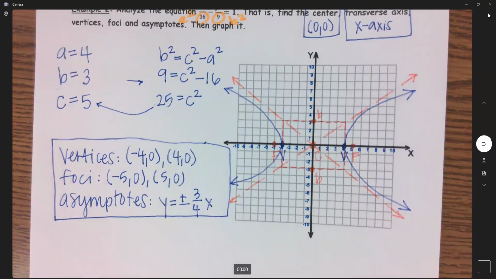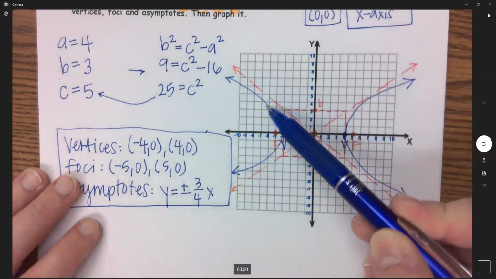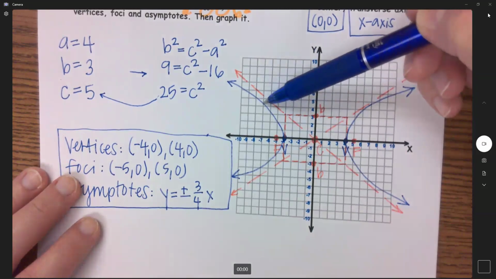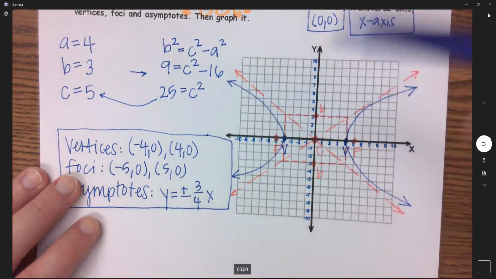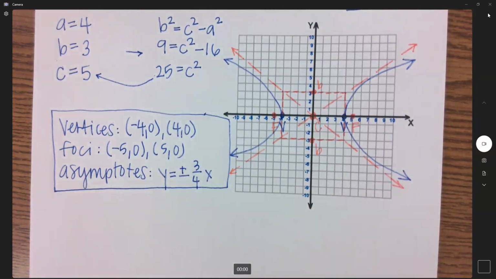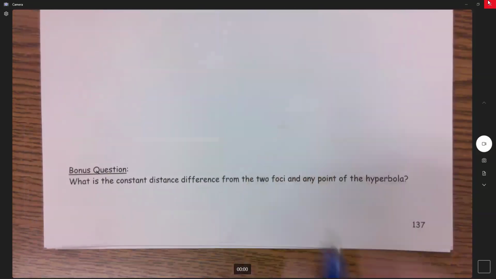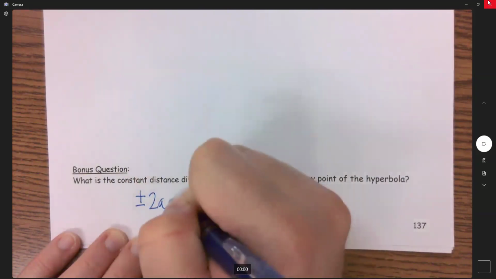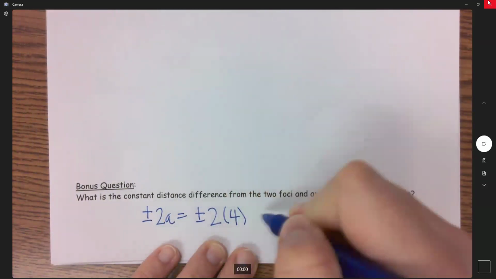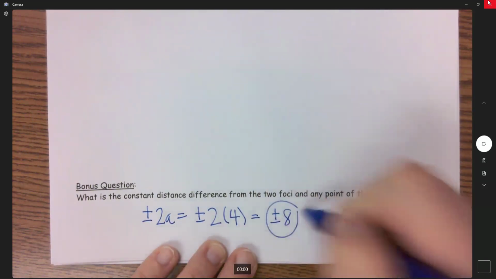Okay. Now we have a bonus question down at the bottom, and it says, what is the constant distance difference? What is the constant distance difference from the two foci at any point on that hyperbola? So if I put any point on this hyperbola and I connect that point to one F and to the other. When I subtract, we should get plus or minus 2a. Now, I don't really care about the plus or minus, it's what's that value, right? So if it is plus or minus 2a, and this one, what was my value for a? It was 4. And so we get plus or minus 8.